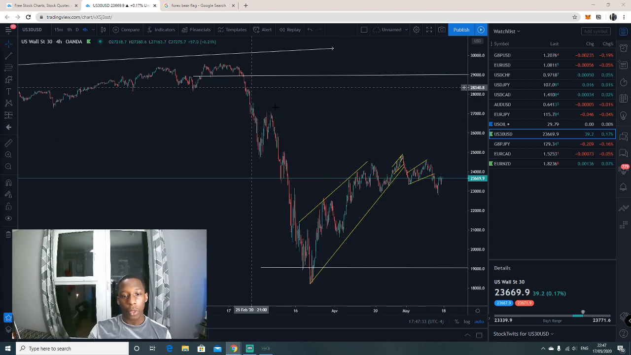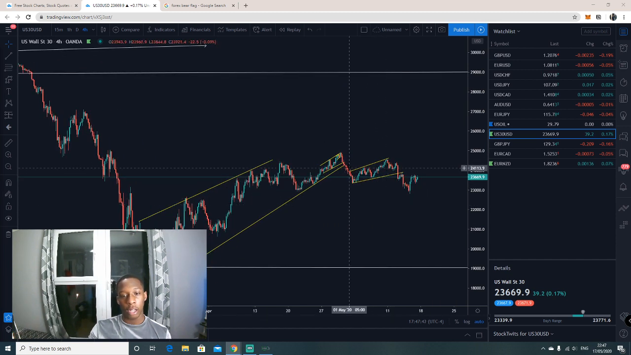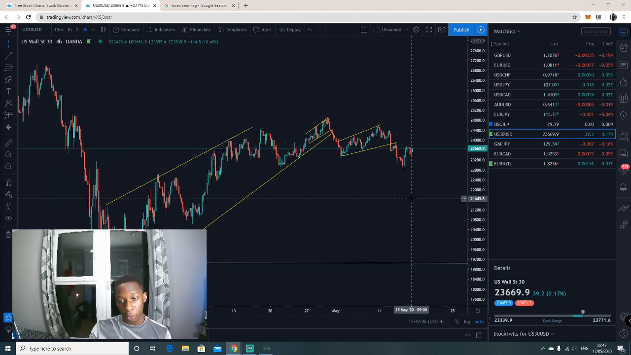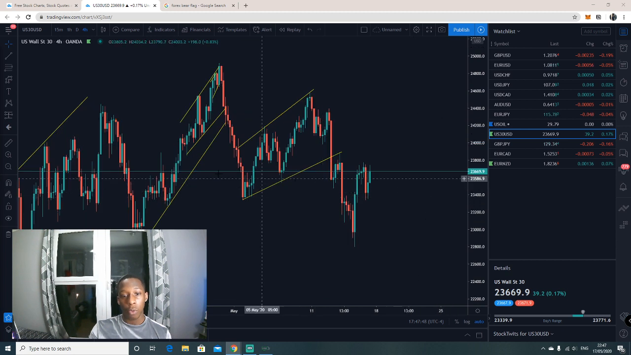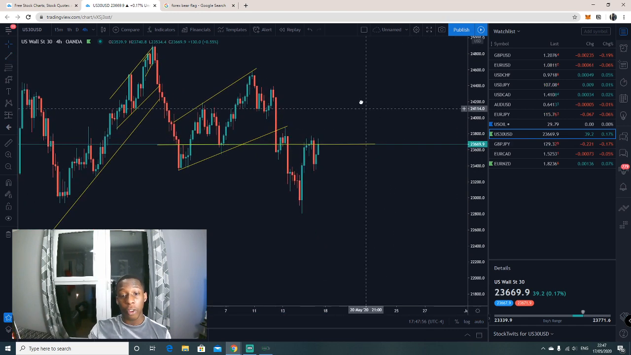Big drop off, continuation pattern. Then we've got a little continuation, then another drop off, forming another continuation, another drop off, and now we're testing. Resistance is now becoming support. So I'll be taking this for a very nice short.